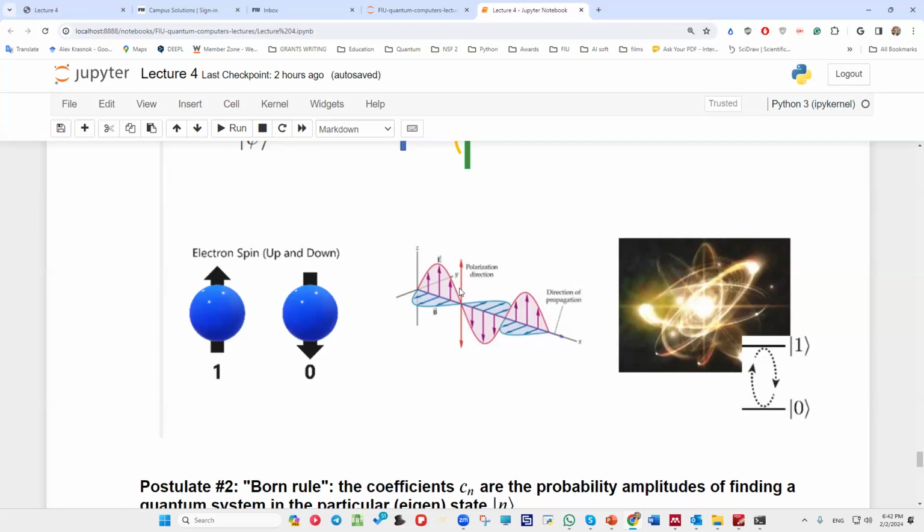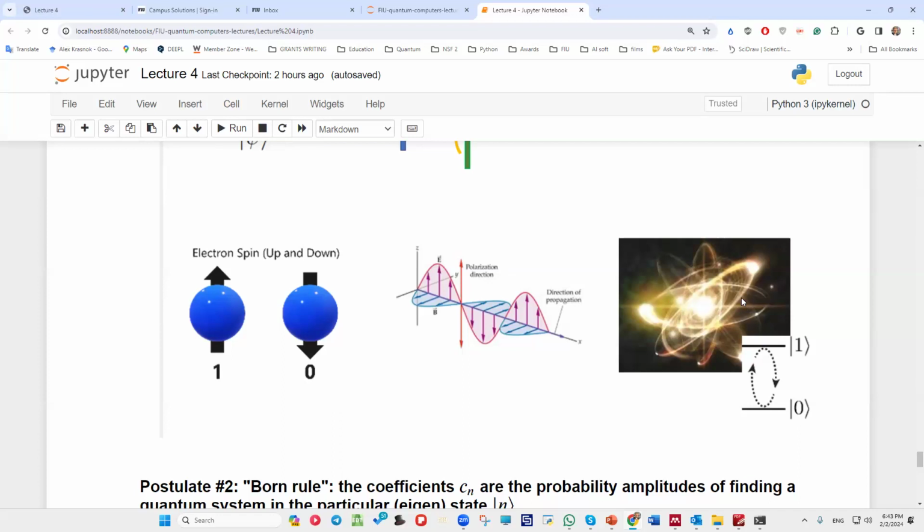Another example of a system with two states is the polarization of light, right? You probably know that light is a vector field, and if we consider a plane wave, the electric field of the plane wave can oscillate up and down or left right. Okay, so again, these two options here, these two possible states, like the vertical state of polarization and the horizontal state of polarization.